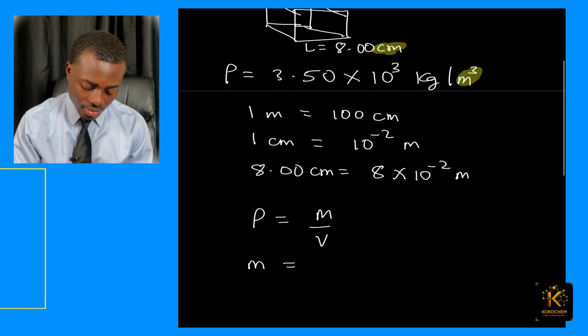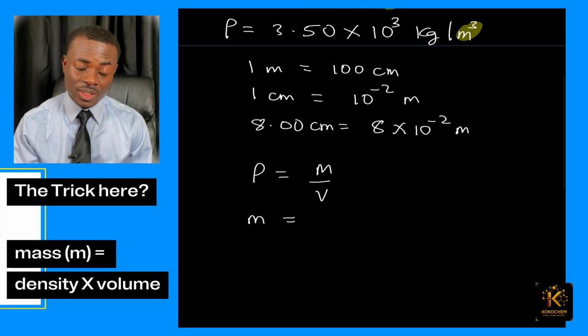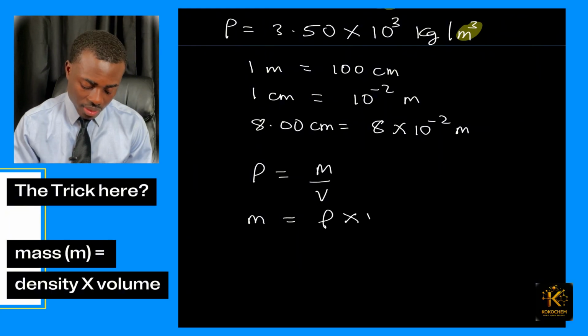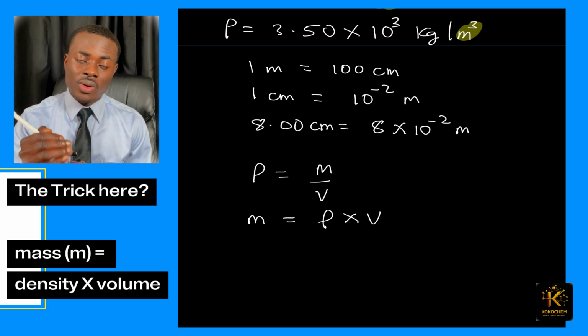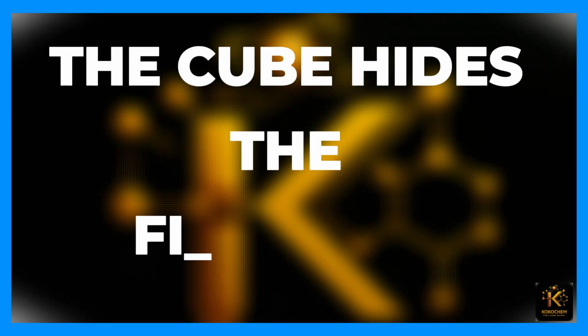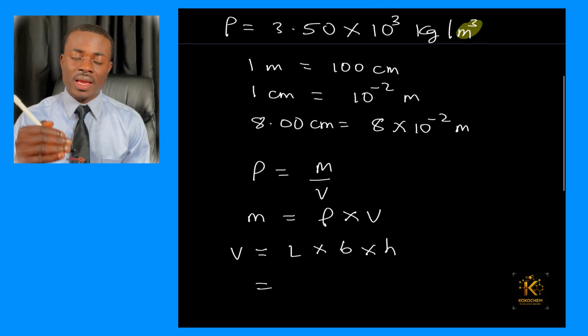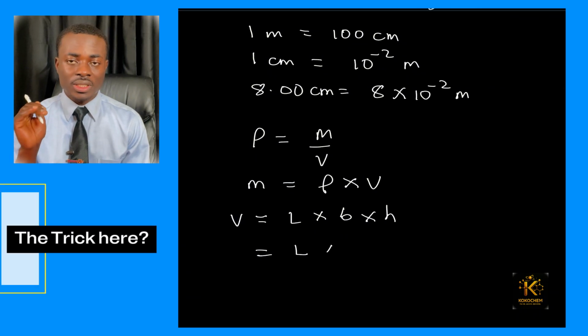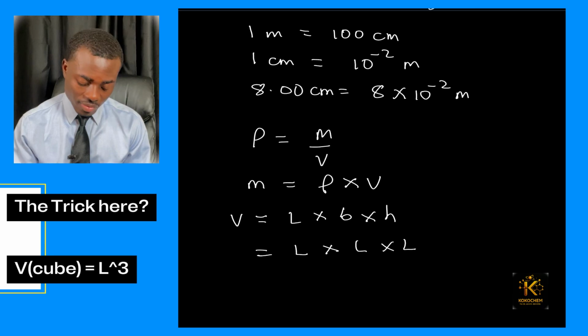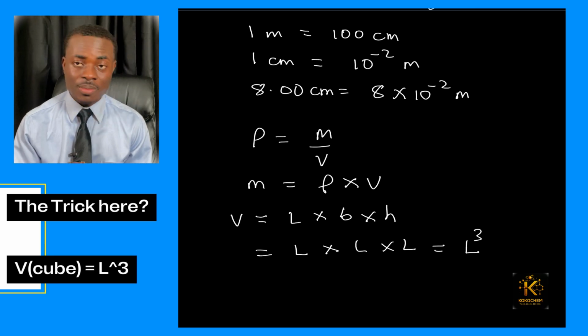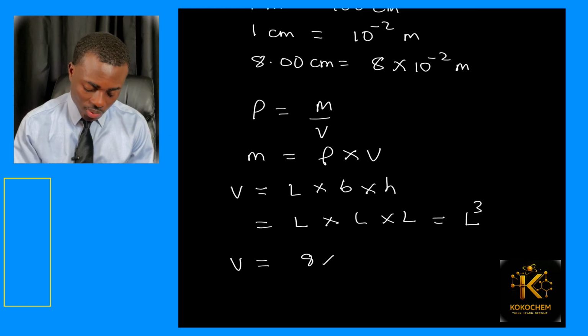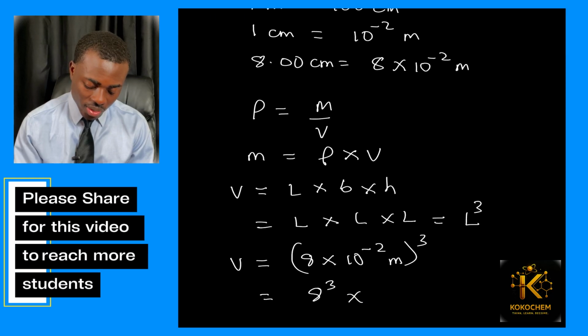The density formula was mass over volume, and we are looking for mass, which is going to be density times volume. We already know density because it was given in the question. We have to find volume. The volume of a cube is length times breadth times height. In this question, the length, breadth, and height are all the same, 8.00 centimeters. So volume will be equal to length cubed. Then volume will be equal to 8 times 10 to the power negative 2 meters, all cubed.